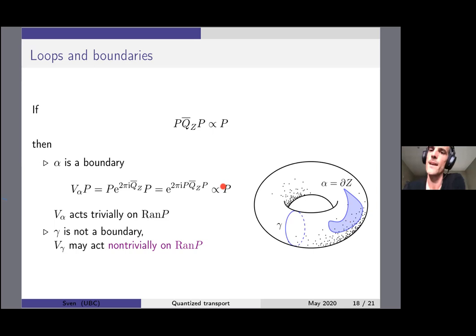However, for those loops that are not boundaries, on the torus those non-contractible loops, the corresponding loop operator still leaves the ground state space invariant, but it may be non-trivial. If there's more than one state, it may map one of the ground states into another ground state. This is only true for those loops that are not a boundary of a domain.